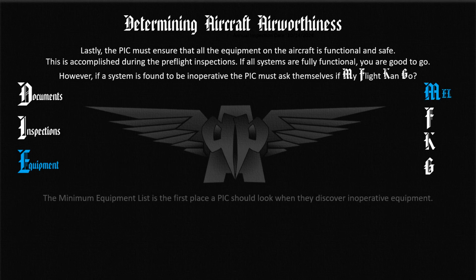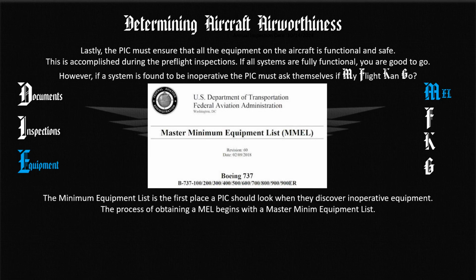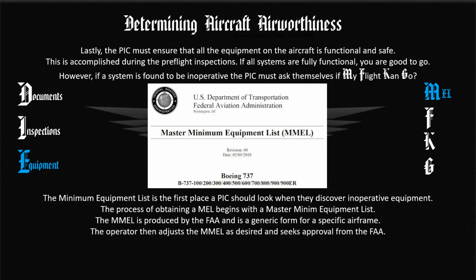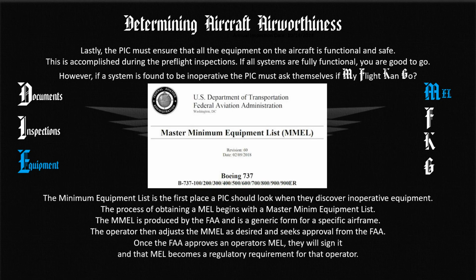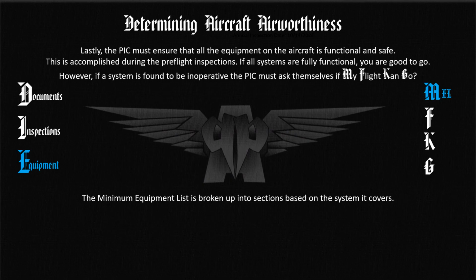The minimum equipment list is the first place a pilot in command should look when they discover inoperative equipment. The process of obtaining an MEL begins with a master minimum equipment list. The MMEL is produced by the FAA and is a generic form for a specific airframe. The operator then adjusts it as desired and seeks approval from the FAA. Once the FAA approves an operator's MEL, they will sign it, and that MEL becomes a regulatory requirement for that operator.